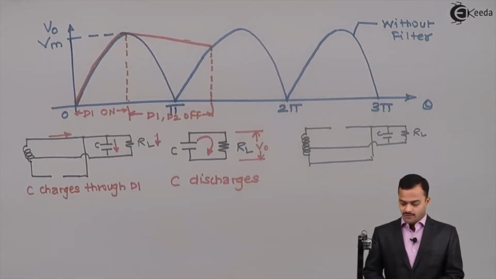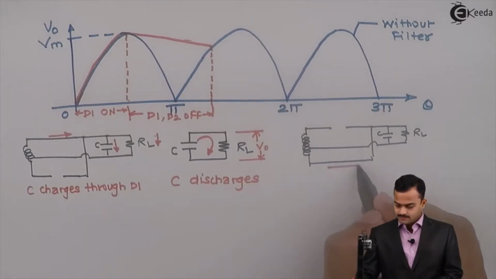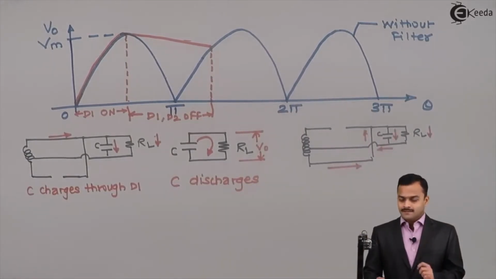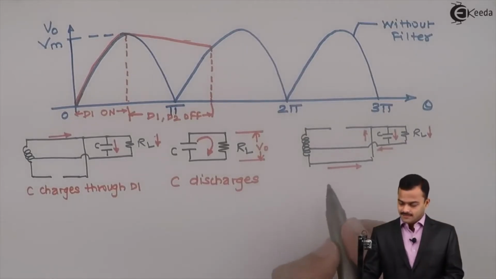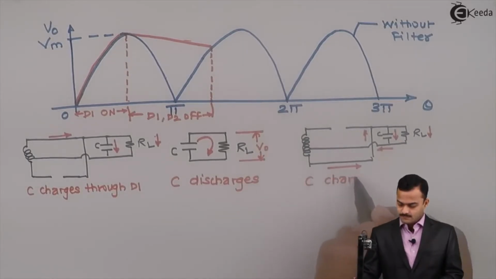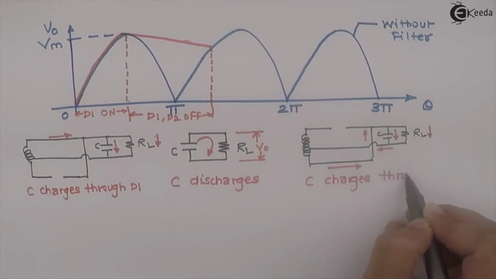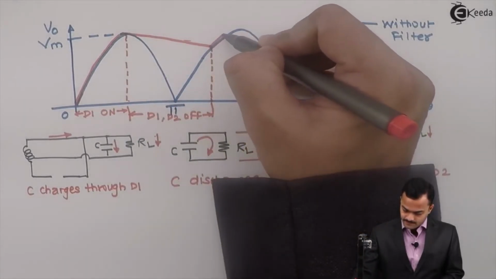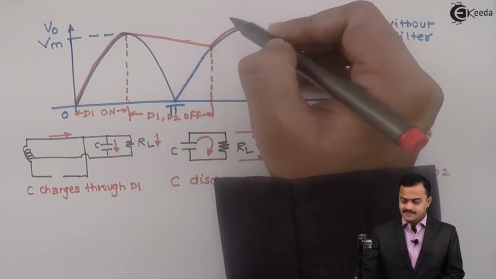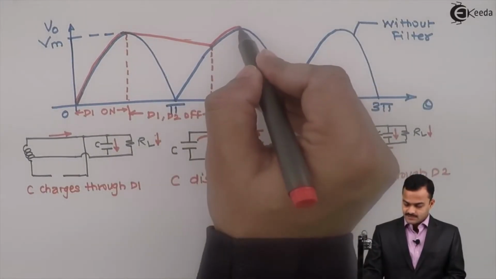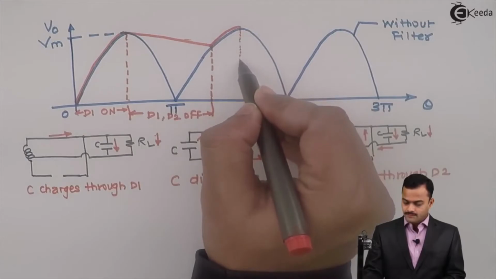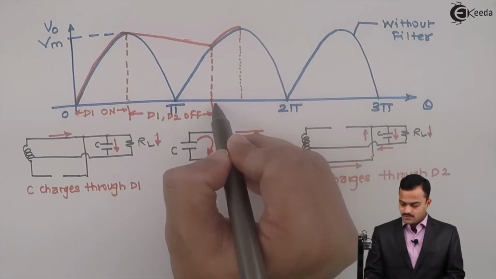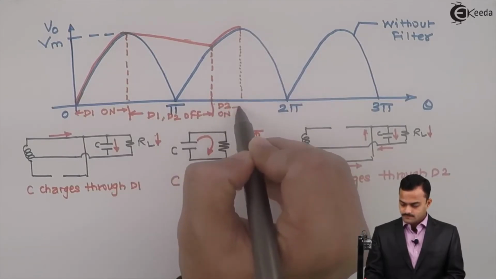And what will be the direction of current? It will be like this. So what is happening? Again capacitor is taking current. That means capacitor C charges. This time the path is through D2. So the waveform nature will be like this. Capacitor starts charging itself. As we discussed, it will charge only up to the maximum voltage. So during this time, capacitor is charging because D2 is on.